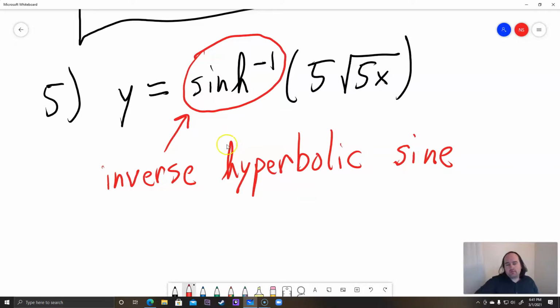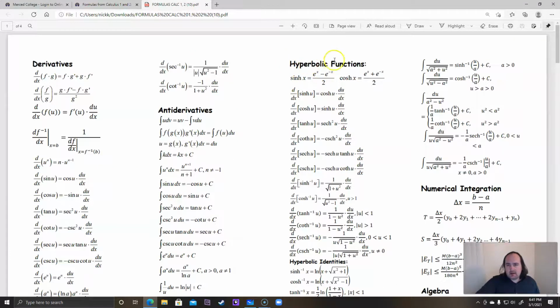So you have these inverse hyperbolic functions, and while we're not going to learn that much about them, we will learn how to do a couple of derivatives of them. So what you do is you go to your formula sheet, the formulas from Calculus 1 and Calculus 2. You look under hyperbolic functions, and then you go down here. We have all the derivatives of the standard hyperbolic functions: sinh, cosh, tanh, coth, sech, csch. And then below that, we have the derivatives of all the inverse hyperbolic functions: sinh inverse, cosh inverse, tanh inverse, coth inverse, sech inverse, and csch inverse.